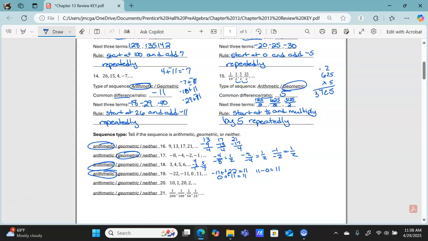10 to 1, I would either have to subtract 9 or multiply by 1/10. It will not work to get from 1 to 20. This is neither.